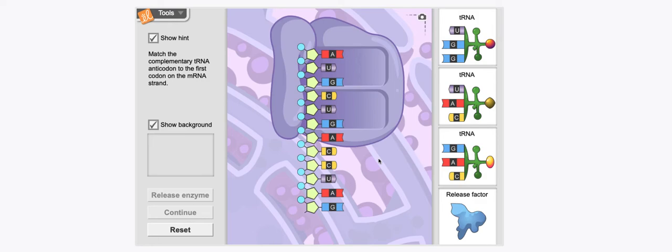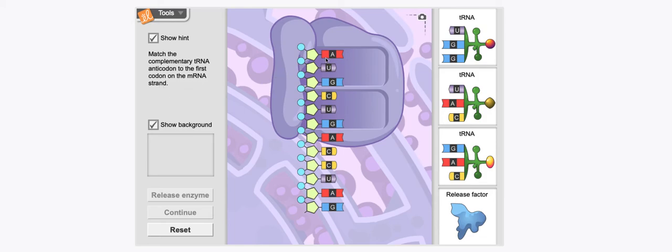They're freely floating, they're attached to the endoplasmic reticulum, and they're there to work with the transfer RNA. A transfer RNA, which kind of look like chess pieces here. That transfer RNA is going to work with the messenger RNA in order to assemble amino acids. Okay, so in order to do that, you have to match the complementary transfer RNA anticodon, which is here, to the first codon in the messenger RNA strand.